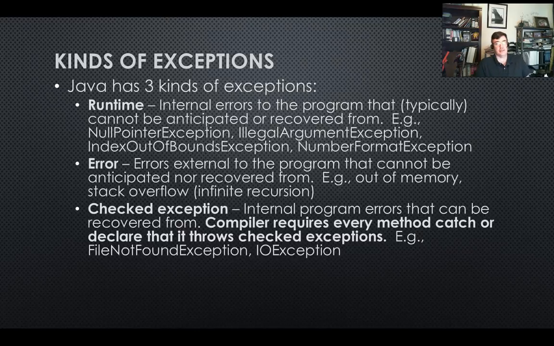So there are 3 kinds of exceptions in Java. The first kind is a runtime exception. A runtime exception is an internal error to a program that usually cannot be recovered from. The most common of which is the null pointer exception. You also have illegal argument exception, index out of bounds exception, number format exception, and there are a couple of others. Errors are external to the program, cannot be anticipated and cannot be recovered from. Examples of those include out of memory and a stack overflow.